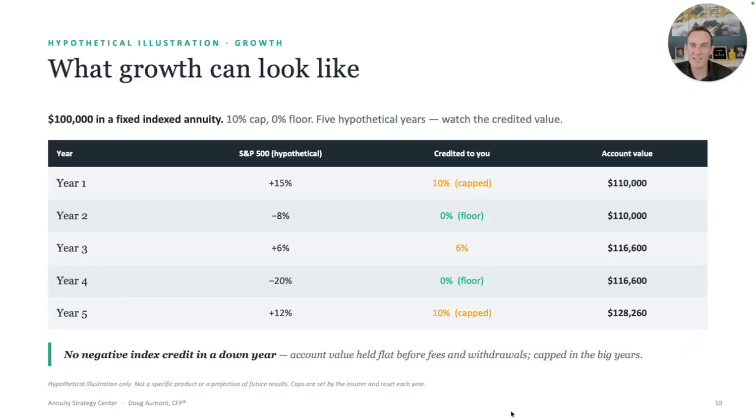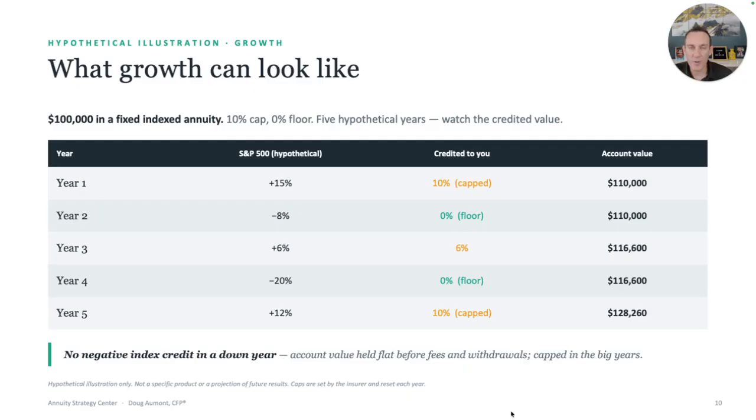So again, we're just going to use that 10% cap rate with a 0% floor using a $100,000 starting value. In our hypothetical, the S&P 500 is up 15%, we get 10% of that. In year 2, the markets pull back. Good news for you is you don't see any reduction in your statement value. So it stays flat at 110,000. In year 3, the markets are up 6%. You receive that full 6% of growth. So now you're at 116,600.